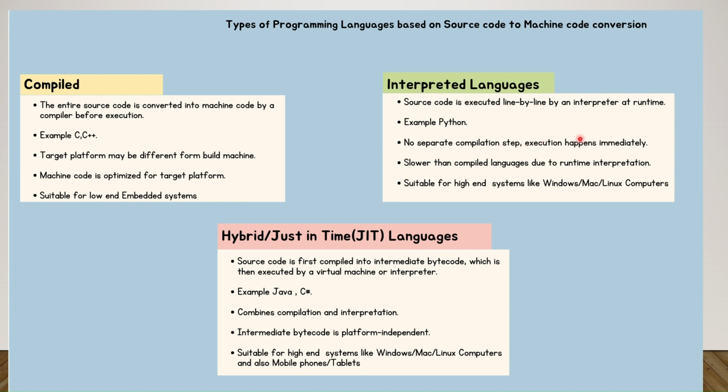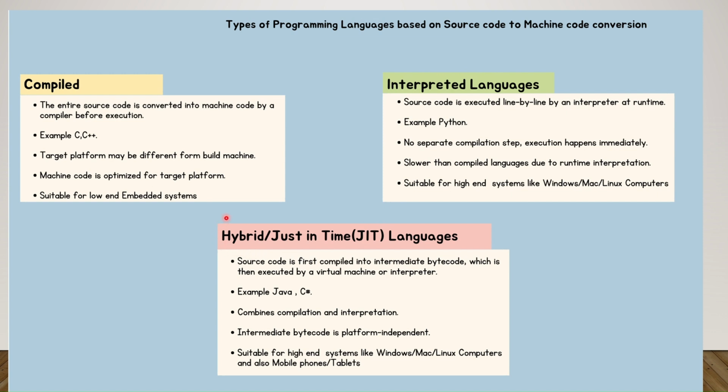While executing, you do the conversion and everything at the same time, but it is slower because while running, the interpreter has to convert the programming language instructions in textual form into machine code and also run the same instructions. So it is slower than compiled languages and not suitable for low-end embedded systems. It is only suitable for Windows, Mac, and Linux computers which have more memory and CPU. So these are the interpreted languages.